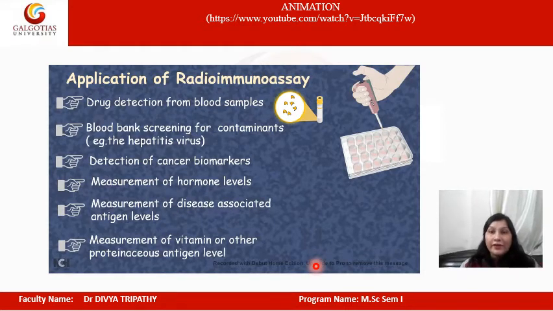So that is pretty much about radioimmunoassay, and we learned about what is the usage of this thing, and the sensitivity of the technique is great, which makes it still a technique to be used today in the medical research.